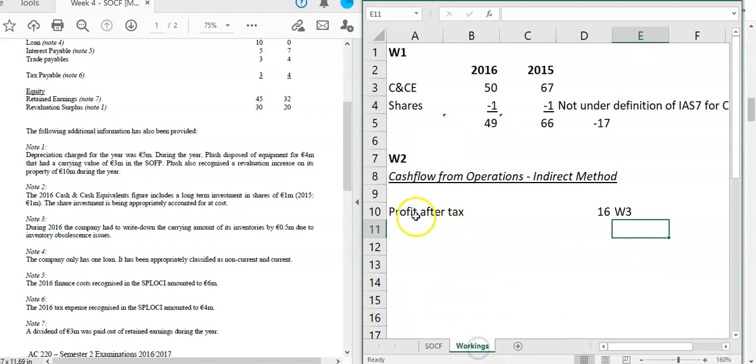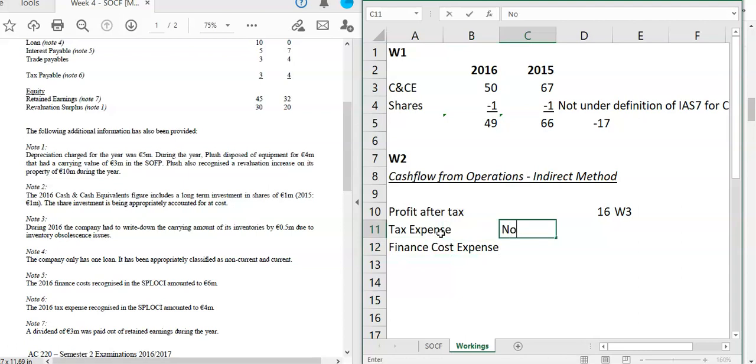So that's our first protocol, our profit after tax. We're going to add back our tax expense, and we're going to add back our finance cost expense. Because again, these are given in note 6 and note 5. These are expenses. They're in the P&L, they're not necessarily how much you've actually paid. We deal with that in the statement of cash flows. So you add back here the tax expense, which is 4, and you add back the finance cost, otherwise known as the interest expense, that is 6. Just adding those back because they are not necessarily the actual cash flows, they're just expenses.